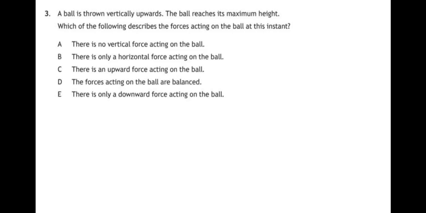Question number 3. A ball is thrown vertically upwards. The ball reaches its maximum height. Which of the following describes the forces acting on the ball at this instant? So, let's think about the ball. When it's thrown upwards from the thrower's hand, as the ball's moving up in the air, there is the weight of the ball, the force of gravity acting on the ball, acting downwards, and there's a force of friction acting in the opposite direction to which the ball is moving.